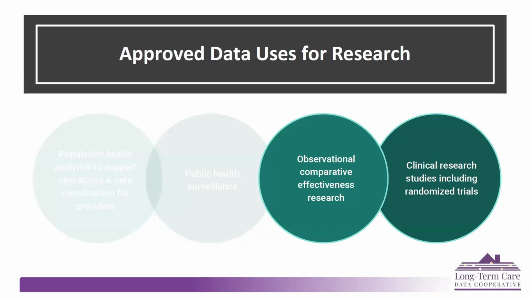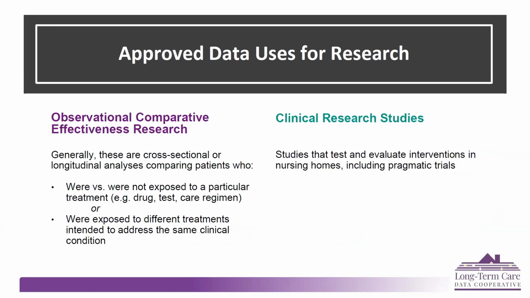And then there are 2 approved data uses for research, and those are the 2 on the right here. One is observational comparative effectiveness research, and the other approved data use is clinical research studies, including randomized trials. So I'm going to say a little bit more about each of these.